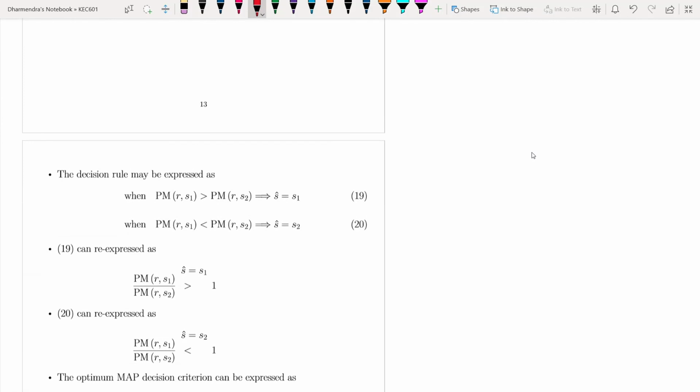The decision rule may be expressed like this: when the a posteriori probability corresponding to signal S1 is greater than the a posteriori probability corresponding to S2, then the decision S hat will be S1. On the other hand, if the a posteriori probability corresponding to S1 is less than that corresponding to S2, then S hat will be S2.